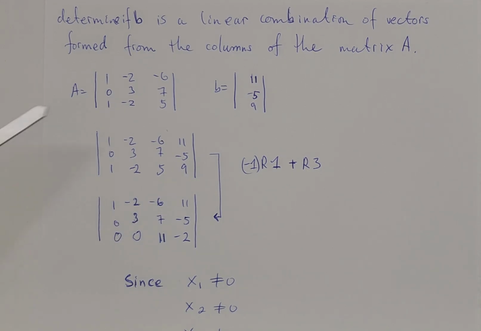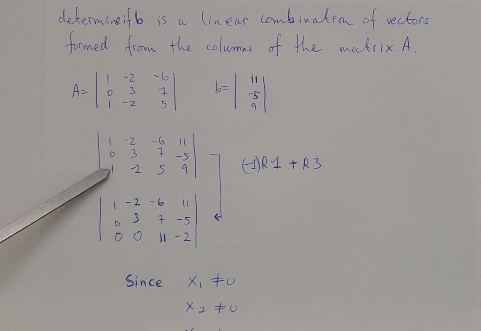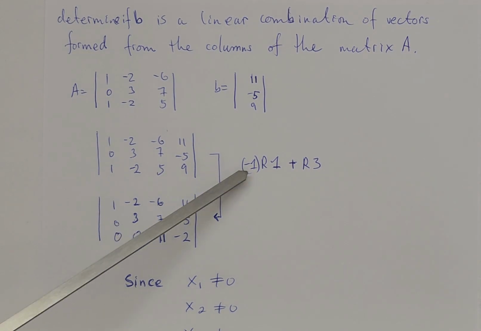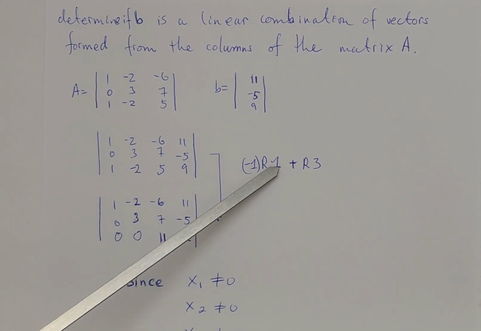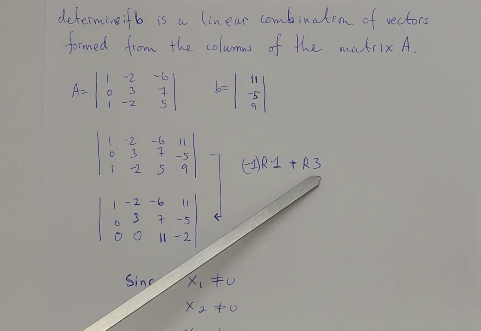Okay? Again, because this is a 1, leave it alone. This is a 0, leave it alone. So the first row, the second row, everything leave alone. This is a 1, we need to be a 0. So opposite of positive 1 will be negative 1. So negative 1 times row 1 plus row 3.